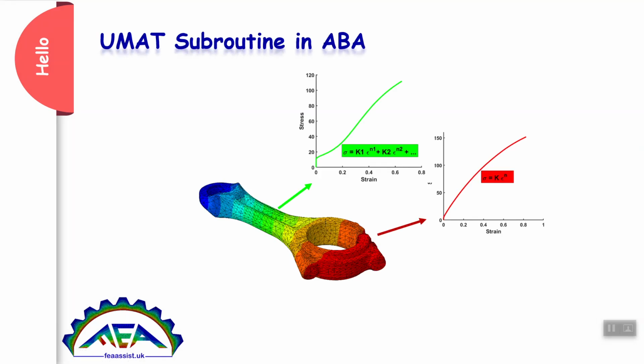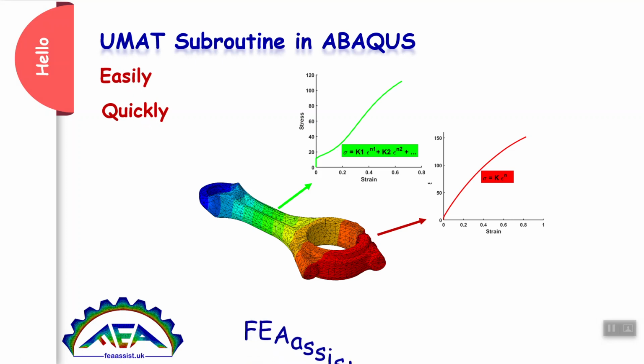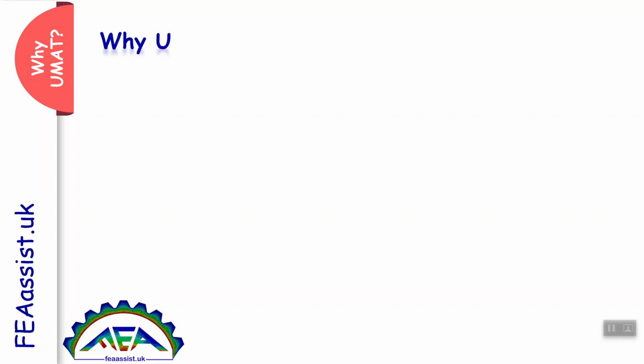Hello. You want to learn the UMAT subroutine in Abaqus easily and quickly. UMAT is a subroutine to define a new mechanical behavior for materials. Stay with us. The first question, which is very important, is why UMAT? Why do we need the UMAT subroutine?